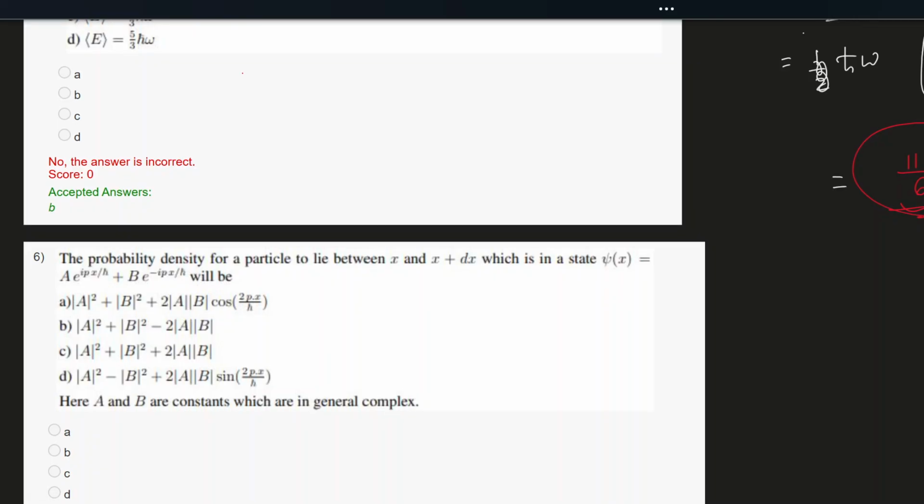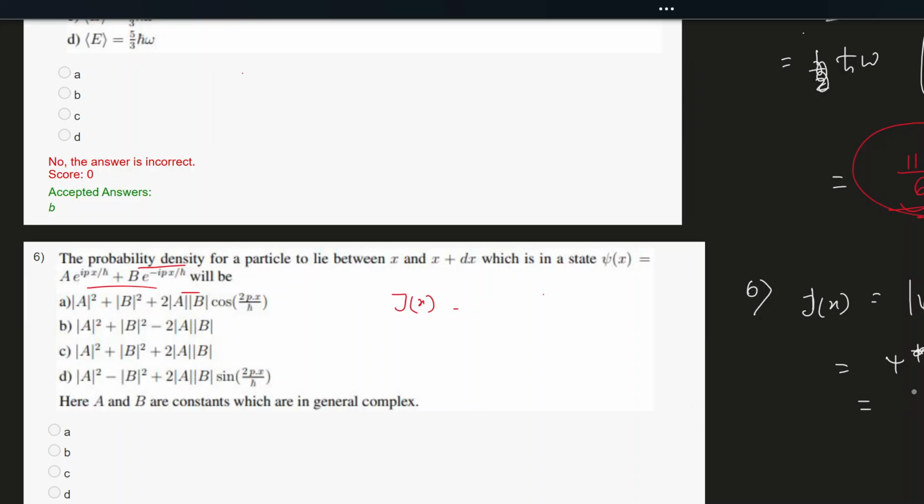And then question number 6: the probability density for a particle to lie between x and x plus dx, in a state psi x equal to this plus this, will be how much? So you have to calculate the probability density, not the integral of that, and psi x is given to you. Let us solve it right here. Number 6 is basically the probability density, mod of psi x whole mod square, which is psi star psi, right? Sometimes the star may not be clear, just bear with that.